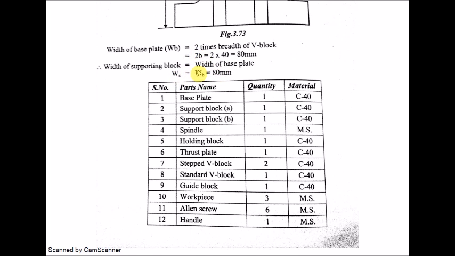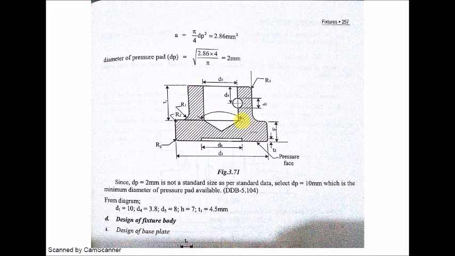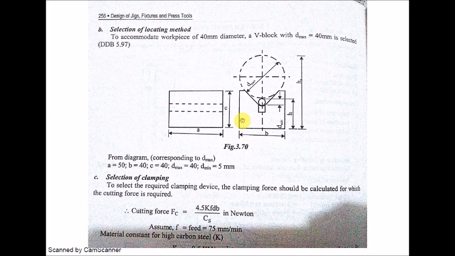Thus we have designed, and you can also note down the bill of materials. There are some things which we can ignore. Whatever we have designed, we can just show it in the bill of materials. For example, we have designed a base plate and two supporting blocks. There are some things which we can skip here, like handle and screw. Just mention the main parts in the bill of materials. Thus we have designed a string or line milling fixture.